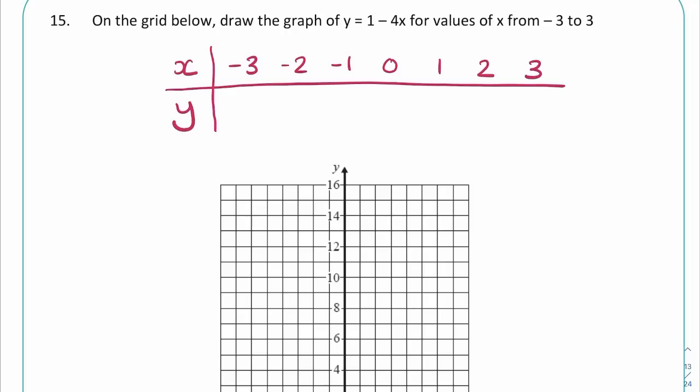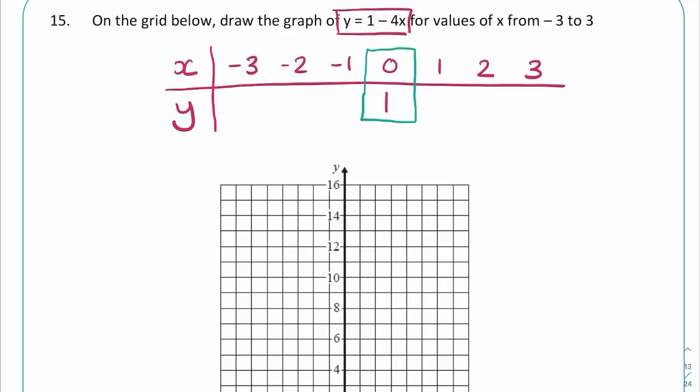We want to know the y values, or the y coordinates. And it tells us here that y is equal to 1 take away 4 lots of x. Now I would always start with the 0 in the middle. I always think this is the nicest one to start with. I'm just going to highlight this particular area. And then we can work upwards and try and spot a pattern. So 1 take away 4 lots of 0, that's 1 take away 0, is just 1. So a really nice, easy one to get. And there is our mark.